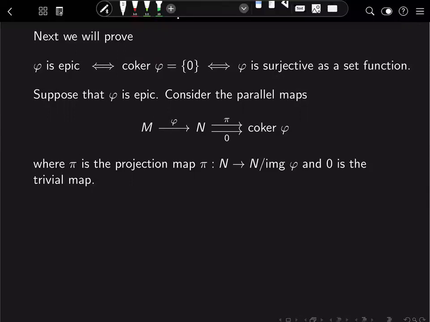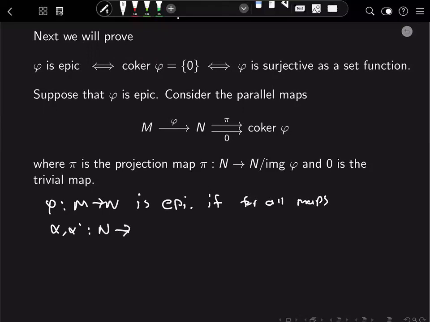So if we recall the epimorphism condition, that says that phi that maps M onto N is epi if for all maps alpha, alpha prime that map N into Z for some object Z, such that alpha composed with phi is equal to alpha prime composed with phi, that implies that alpha is equal to alpha prime.